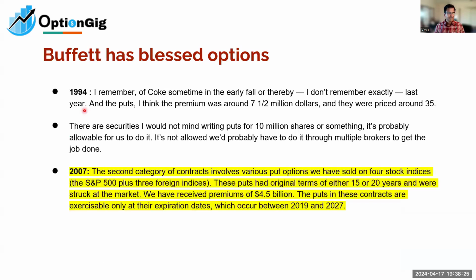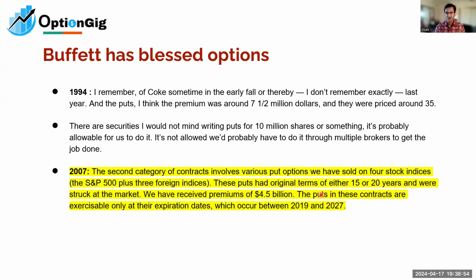Or what Warren Buffett had done. Remember 2007? We looked at the slide earlier. He sold various put options on 4 indices like the S&P 500, and those were for terms of 15 to 20 years. That's what happens if you have hundreds of billions of dollars. Wall Street will create option contracts just for you. I can't sell at 15 to 20 years, but they created it just for Warren Buffett.